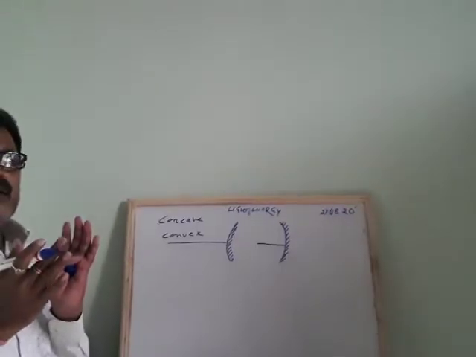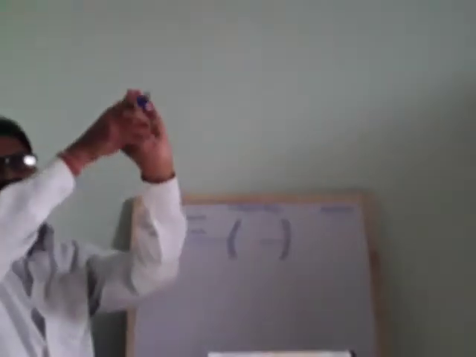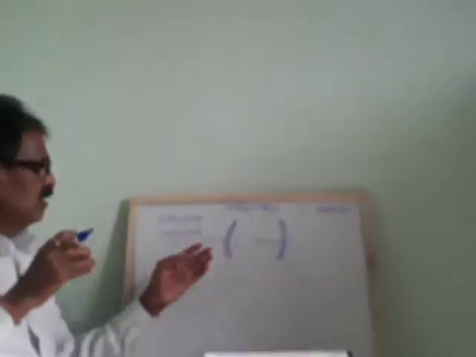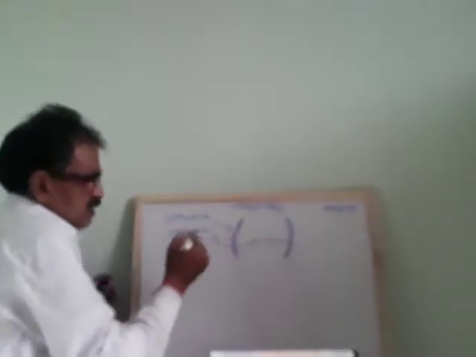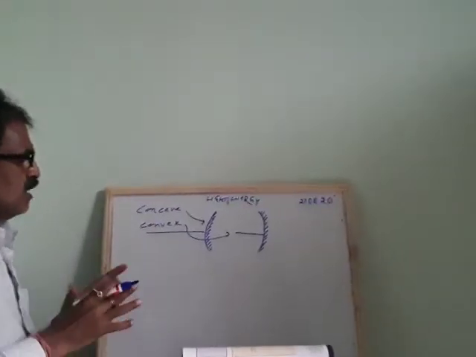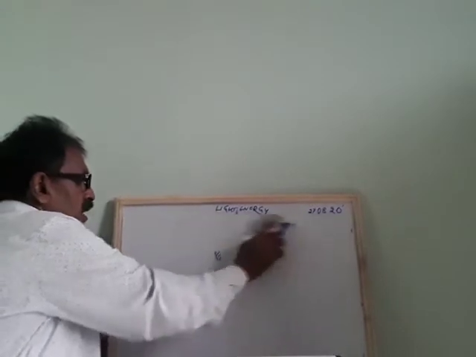Means the concave mirrors are bent inwards like this. If I hold like this it becomes concave mirror. If I hold like this it becomes convex mirror, and the light will enter through this. So this is concave, this is convex. So what happens when the light passes through this mirror? What are the points there? See, we will try to understand the ray diagram.